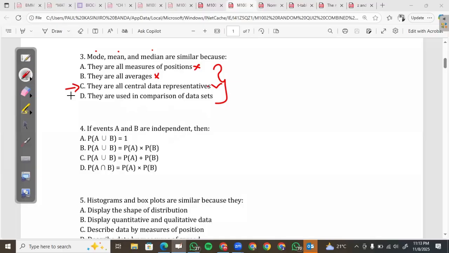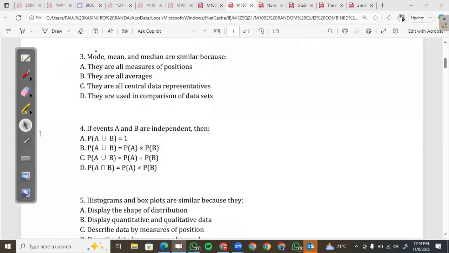We go to question four. They're saying if events A and B are independent, then... This one is just the definition of independent events. So the correct answer there is D. If A and B are independent, then their intersection will be equal to the product of their individual probabilities. So we pick D as the best answer there.